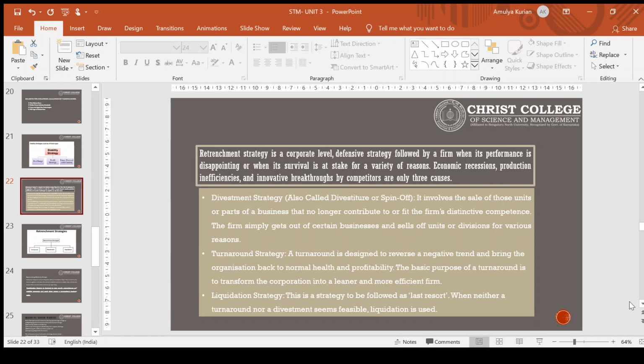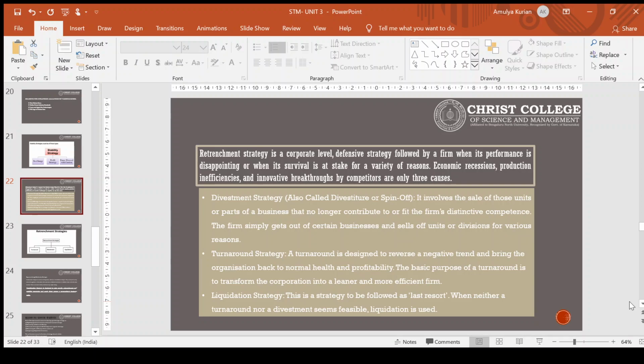Retrenchment strategy is a corporate level strategy which is a defensive strategy followed by a firm when its performance is disappointing or when its survival is at stake for a variety of reasons. For example, economic recession, production inefficiencies, and innovative breakthroughs by competitors are some of the causes for retrenchment strategy. So basically, retrenchment strategy is one wherein you are trying your last resort in order to stay in the market or in the industry. There are three different retrenchment strategies: turnaround strategy, divestment strategy, and liquidation strategy.